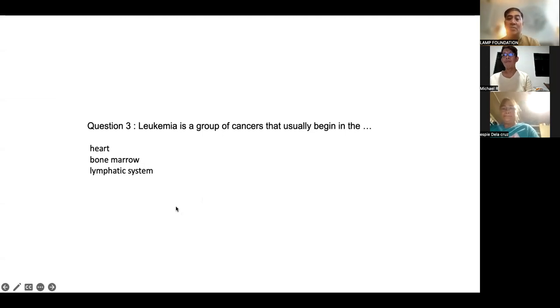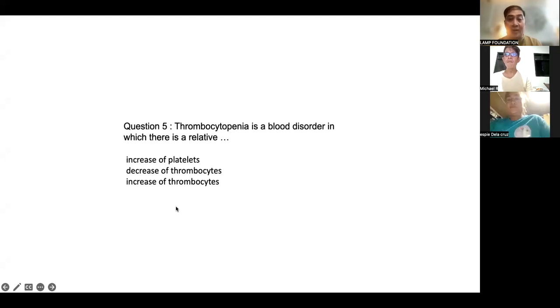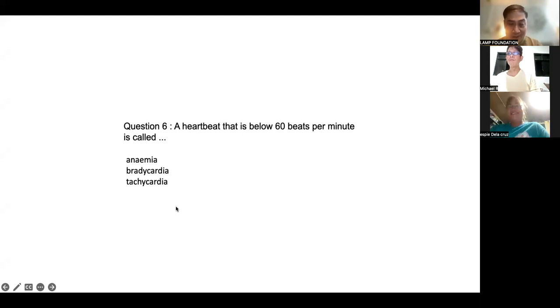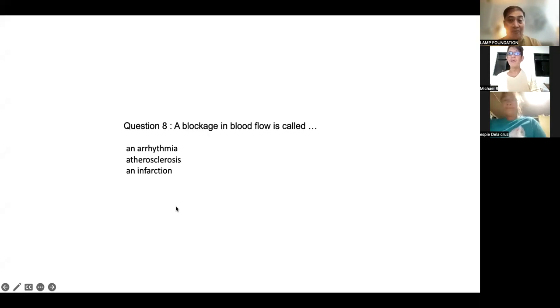Leukemia is a group of cancers that usually begin in the bone marrow. Cardiac arrhythmias are due to problems with the electrical conduction system. Thrombocytopenia is a blood disorder in which there is a relative decrease of thrombocytes. Thrombocytes. Okay. A heartbeat that is below 60 beats per minute is called bradycardia. A decrease in red blood cell production can lead to anemia. A blockage in blood flow is called an infarction.